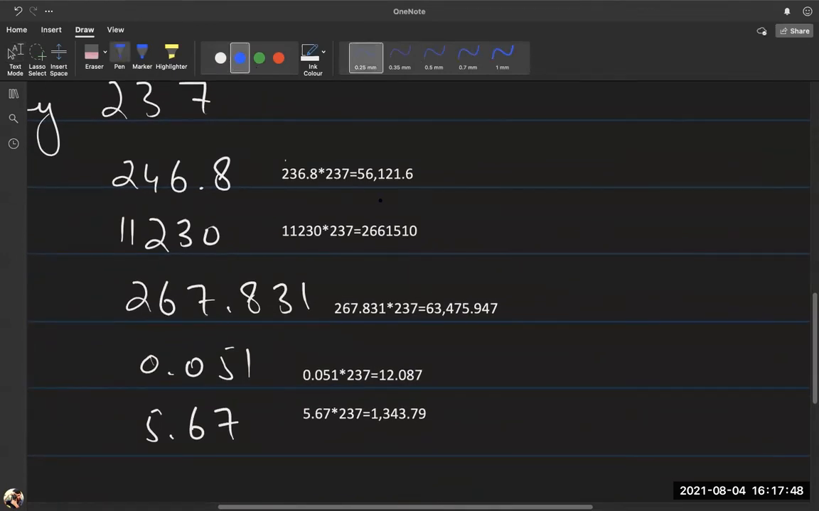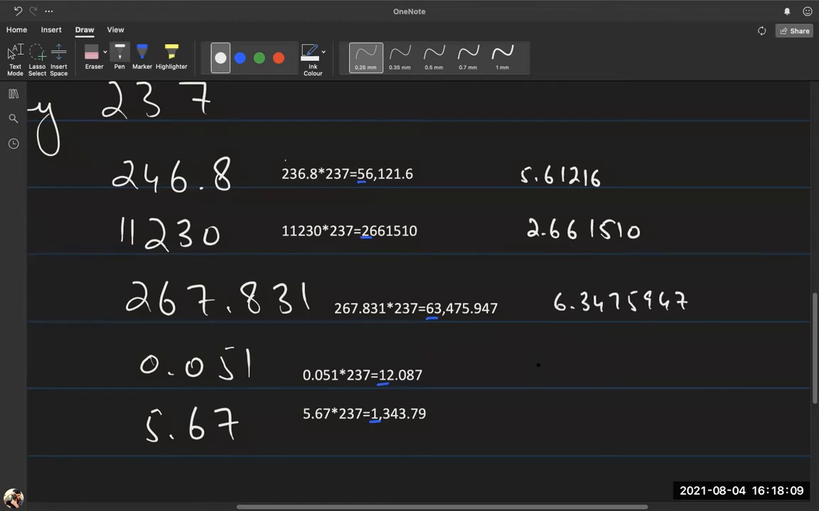So the first thing I need to know is what's my significant digit. This one is, this one is, this one is, this one is, and this one is. So how many steps do I have to move here? So 5.61216, 2.661510, 6.3475947, 1.2087, and 1.34379. Okay, so times 10, all of them.